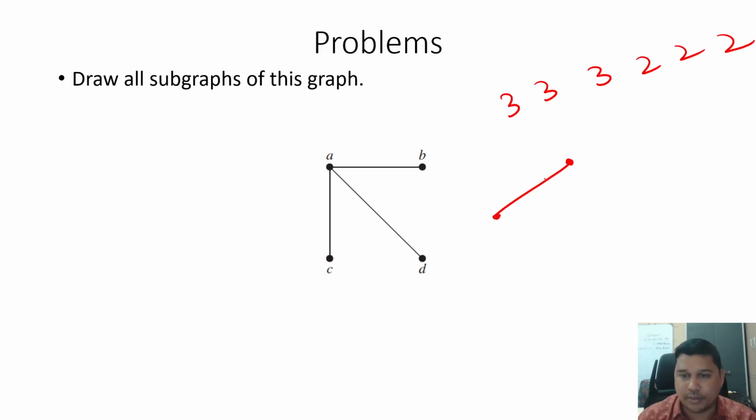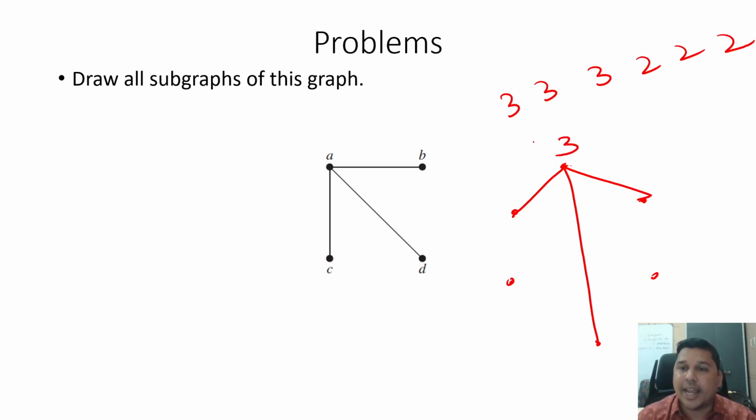Let's take 6 vertices in a rhombus shape. Now 3 means 1, 2, let me connect this like this, 3. Next, I got 1, 3 satisfied. Next, second one is 3.